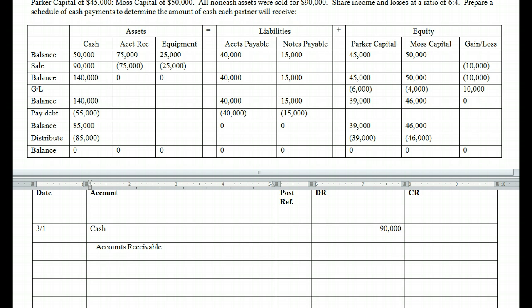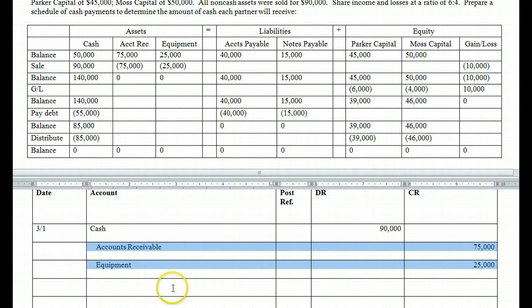And you would credit your actual equipment account. All right, so each of those are going down. So let's go over here. Accounts receivable again was 75,000. Our equipment was $25,000. Now notice what happens here. Well, our two credits are greater than our debit, so we need to fix this.